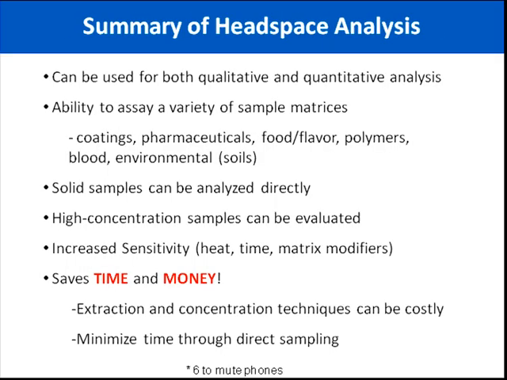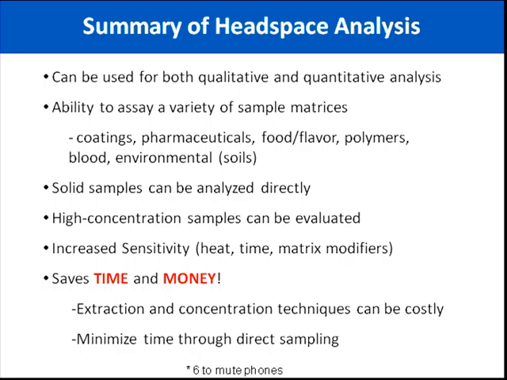At this point, we'd like to do a summary of headspace analysis. It can be used for both qualitative and quantitative analysis. It has the ability to assay a variety of sample matrices, including coatings, pharmaceuticals, food and flavors, polymers, blood, and environmental soils. The solid samples can be analyzed directly. As with the paint, we just put that directly into the headspace vial and put it onto the instrument.